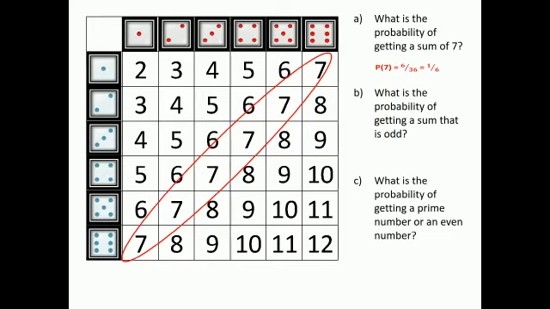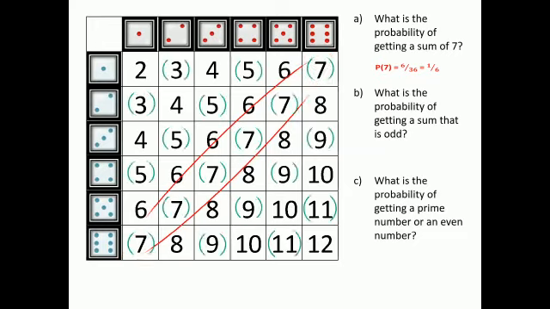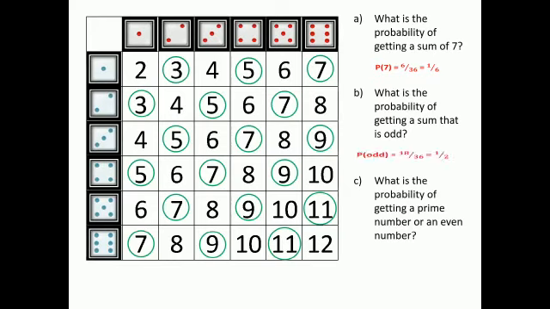Next one. What is the probability of getting an odd number? Odd numbers means, look at the boxes. Circle the odd numbers. 1, 3, 5, 7, 9. That is an odd number. Circle it and then count it. So you will get 18 odd numbers. So 18 by 36.